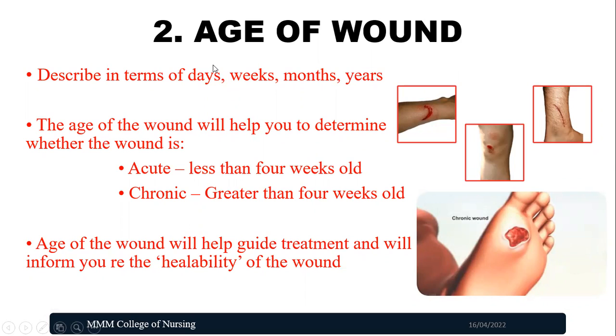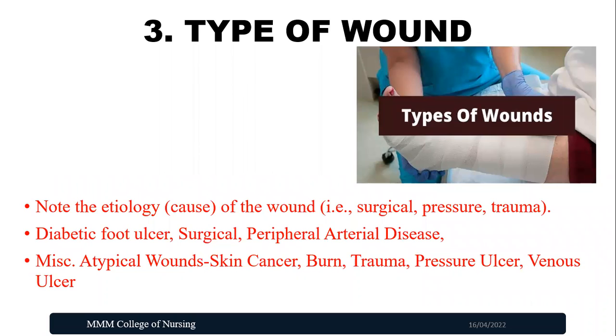The second characteristic to be assessed is the age of the wound, which is usually described in terms of days, weeks, months, or years. The age of the wound will help you determine whether the wound is an acute wound, which may be less than 4 weeks old, or a chronic wound, which lasts more than 4 weeks. Age of the wound will help to guide treatment and will inform you of the healability of the wound. The third characteristic.